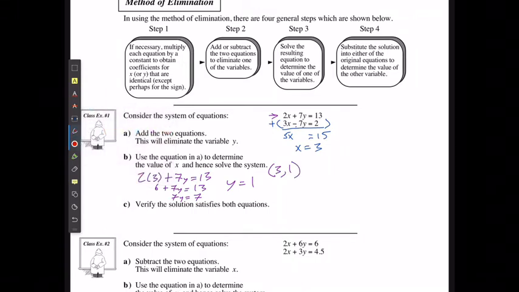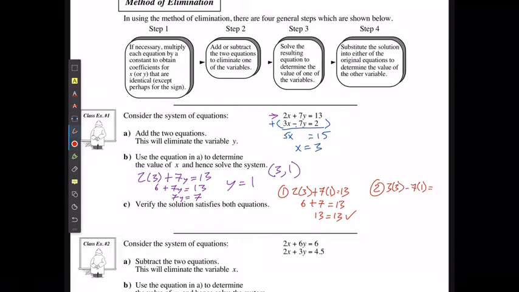Now I need to verify these solutions, so I'm going to put it back into both equations. So I put it into equation 1. I'm going to say that in this case I have 2 times 3 plus 7 times 1 is equal to 13. 6 plus 7 is equal to 13. 13 is equal to 13. And this works because the left side equals the right side. Put it into equation 2, and 3 times 3 minus 7 times 1 is equal to 2. 9 minus 7 equals 2. 2 equals 2. And that one works as well.